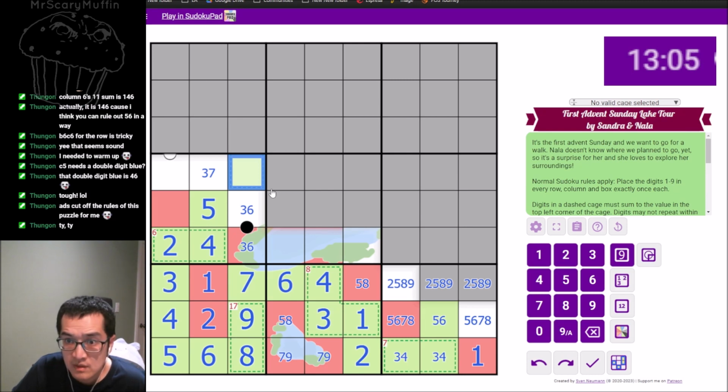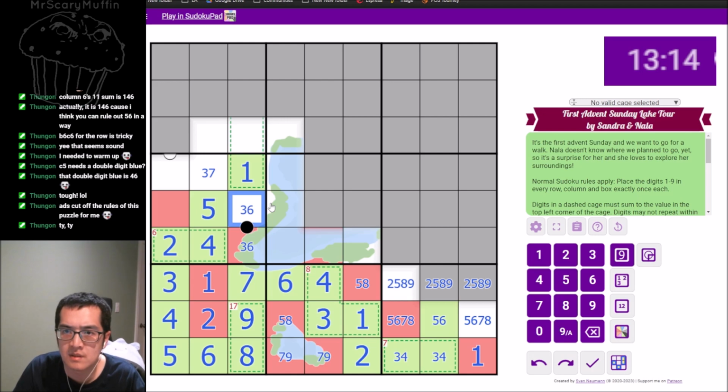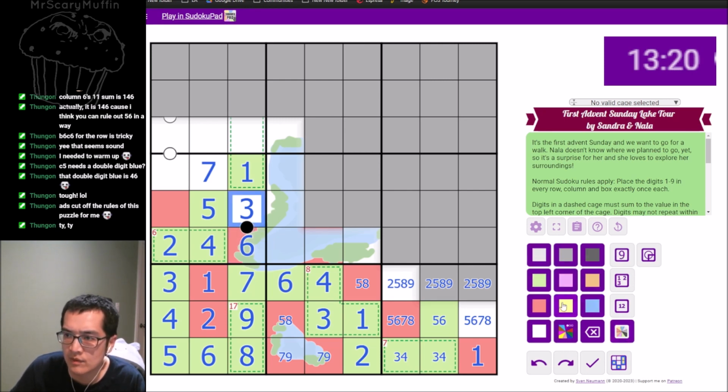What number could this be? Only one digit? 1, 2, 3, 4, 5, 6. Yeah, it can only be a 1. It's crazy. Which means this is a 3, 6. This is a 7. This is a 3. That's a 6. It's connected going this way.